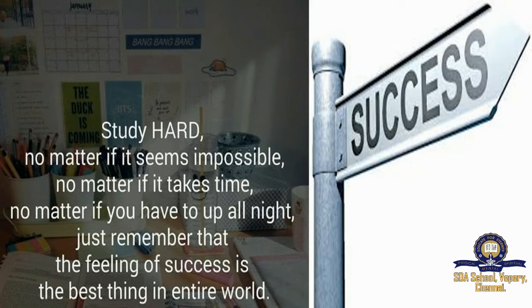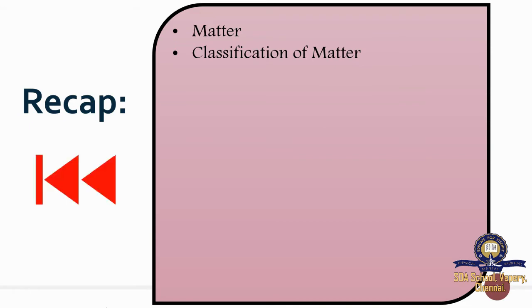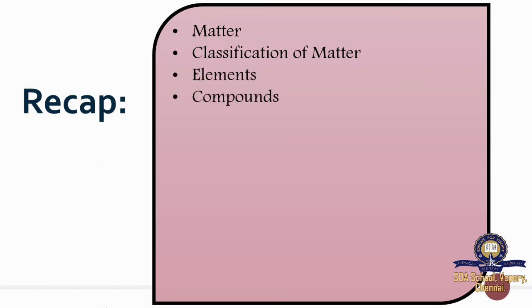Before that, we'll recap what we dealt with in the previous two classes. We started with the chemistry unit, which is Matter Around Us. First we saw what matter is. Matter is anything that has mass and occupies space. Next is classification of matter. It is classified into pure substances and impure substances. Pure substance is further classified into elements and compounds, whereas impure substance is otherwise known as mixtures.